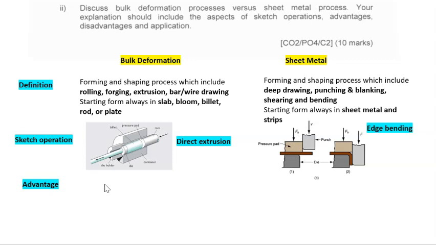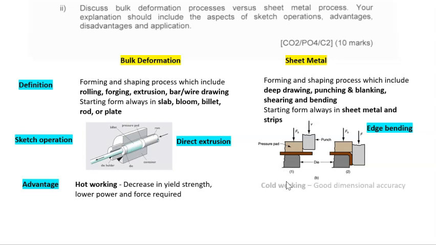And then the advantage. For advantage and disadvantage, you can look at the working condition. We know that bulk deformation mostly works hot, so you look at the advantages of hot working. In hot working there is a decrease in yield strength, so lower power or force is required. You can also choose that it gives refined grain. Choose any of the hot working advantages. For sheet metal, they always work cold, so you choose the advantage of cold working, in which good dimensional accuracy is the advantage.